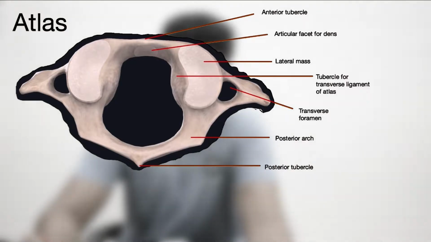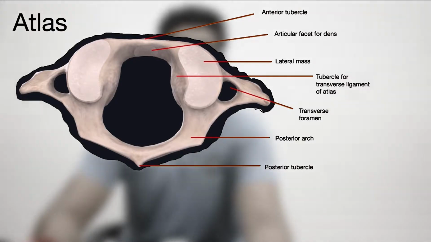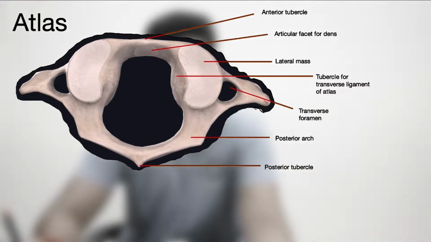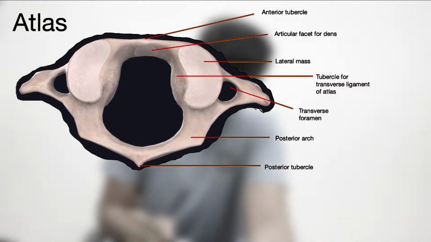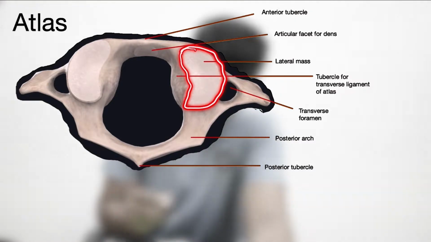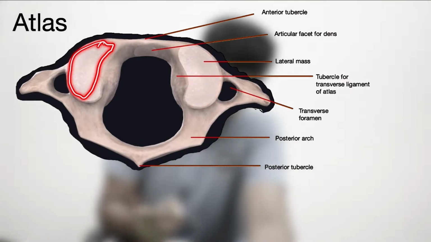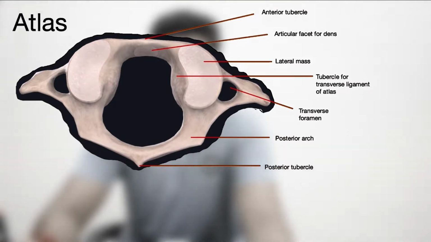Now we will talk about the atlas. The atlas is the first cervical vertebra. Superiorly it articulates with the occipital bone, and inferiorly it articulates with the axis, that is the second cervical vertebra. Atlas consists of two lateral masses. These structures are present on both sides. An articulation facet for dens.